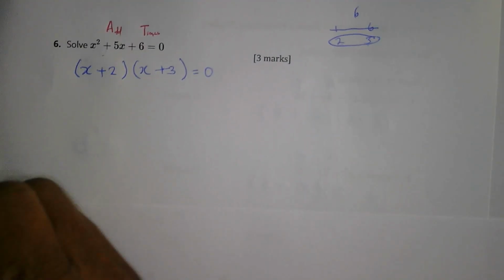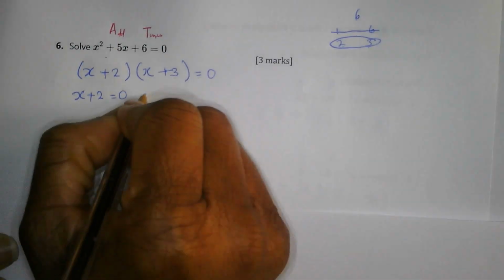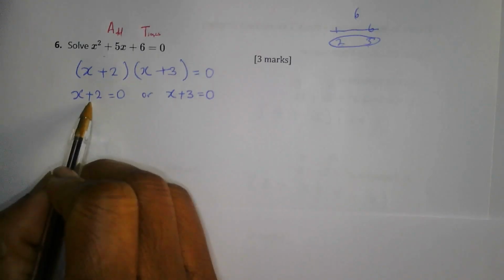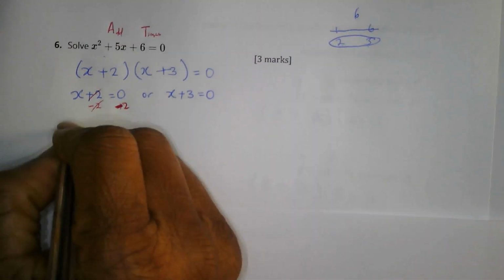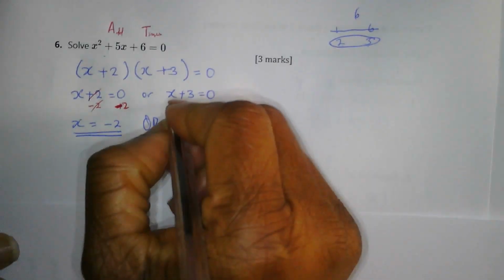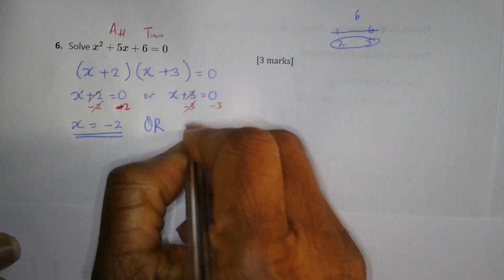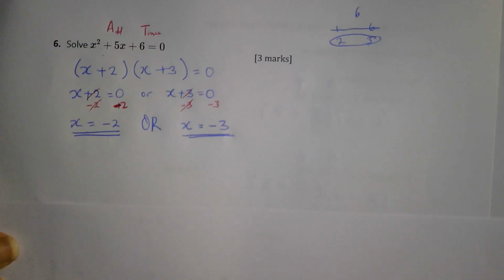The way to work this is you say x plus 2 equals 0 or x plus 3 equals 0. If x plus 2 equals 0, we subtract 2 from both sides. You would get x equals 0 minus 2, which is minus 2. Or you subtract 3 from both so that this turns to 0, and you would have x equals 0 minus 3, which is minus 3. This is what it means to solve for x.